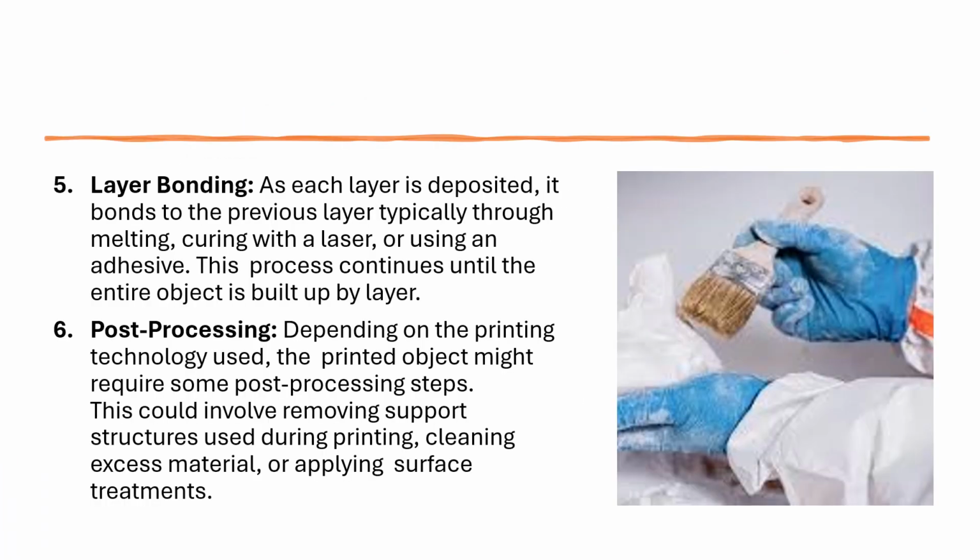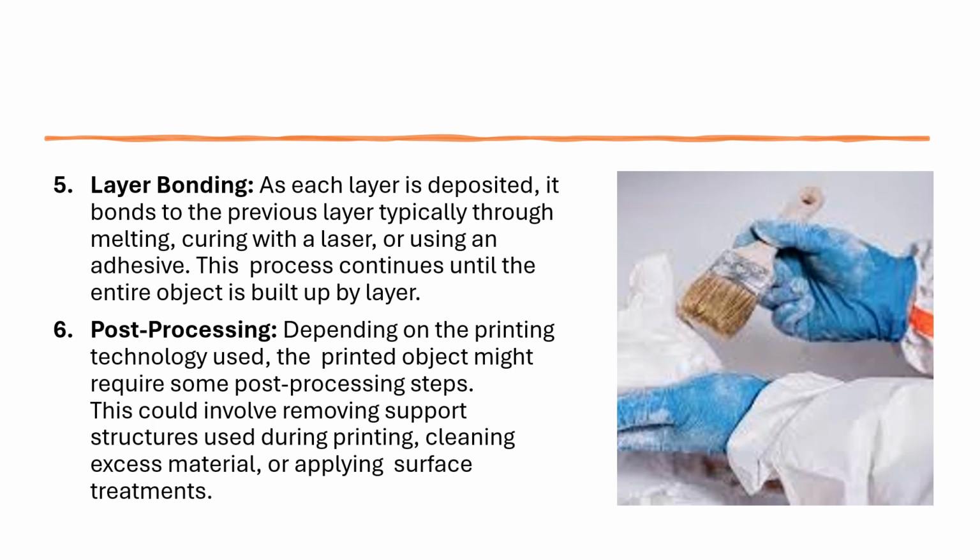Step 5 in 3D printing is layer bonding. As each layer is deposited, it bonds to the previous layer through processes like melting, curing with a laser, or using an adhesive. This layer by layer bonding process continues until the entire object is built.